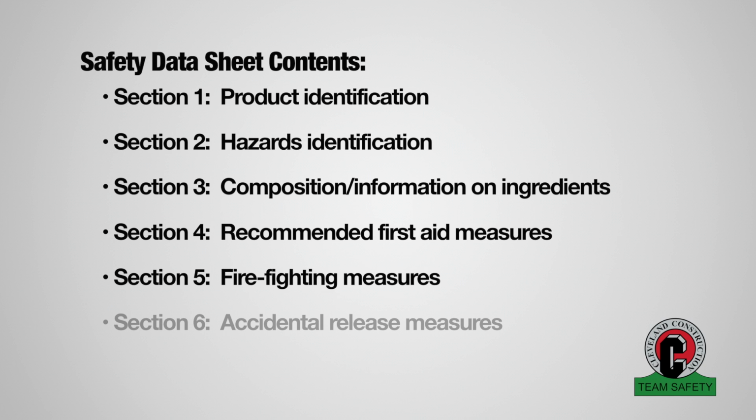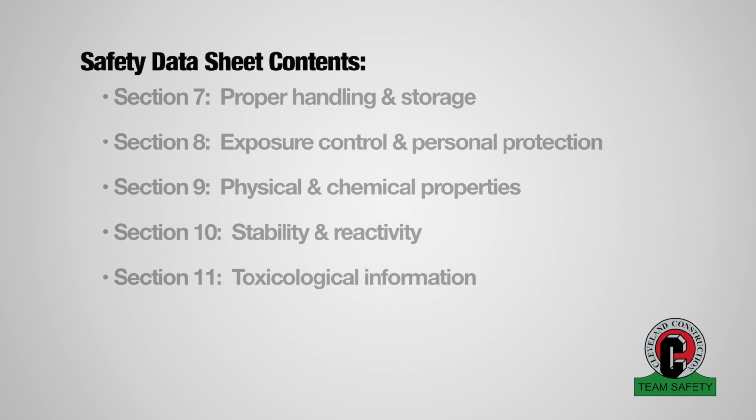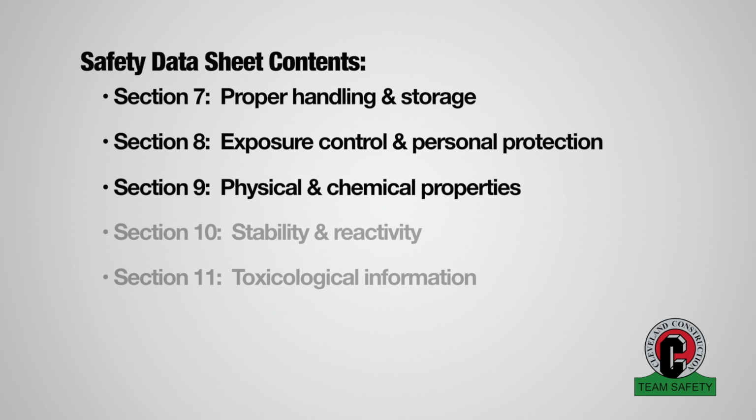Section 5 includes firefighting measures. Section 6 includes accidental release measures. Section 7 identifies the proper handling and storage. Section 8 includes the exposure control and personal protection. Section 9 includes physical and chemical properties. Section 10 identifies stability and reactivity.